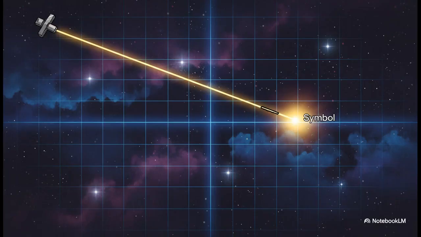So what's a constellation diagram? Well, it's literally a map of all the possible symbols we're allowed to create. Each dot on this map is a valid coordinate, a target that the transmitter can aim for by setting just the right I and Q amplitudes.